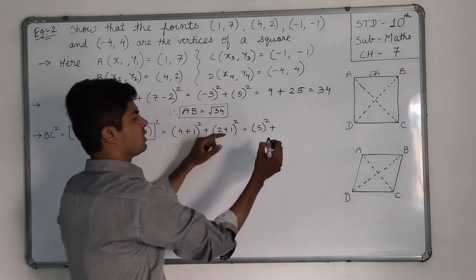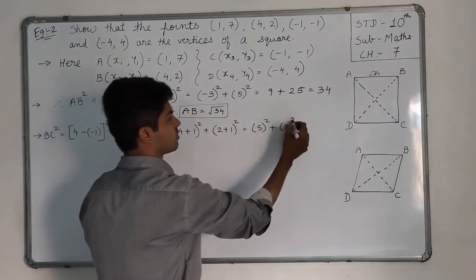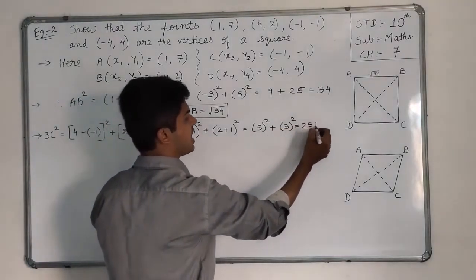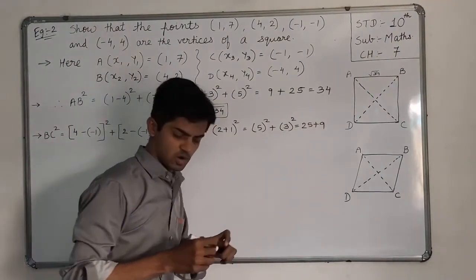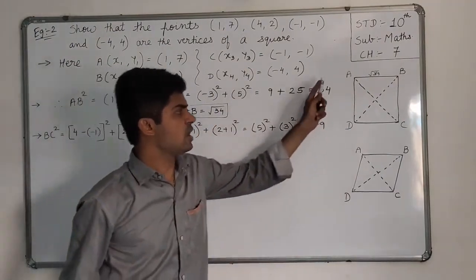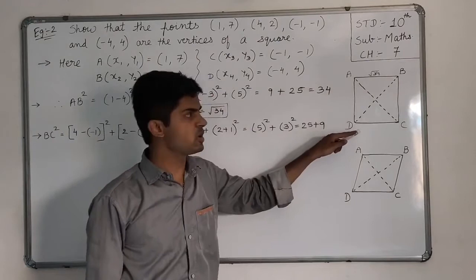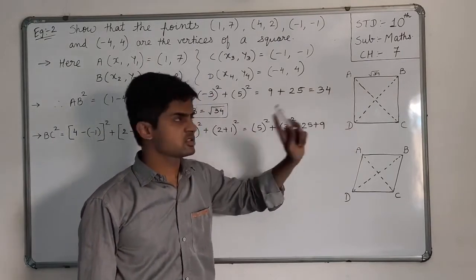प्लस 2 प्लस 1 3 स्क्वायर, 5 स्क्वायर 25 प्लस 9. What will be the answer? Okay, now here you had understood the property of square. अब आपको स्क्वायर की प्रॉपर्टी समझ में आ गई.